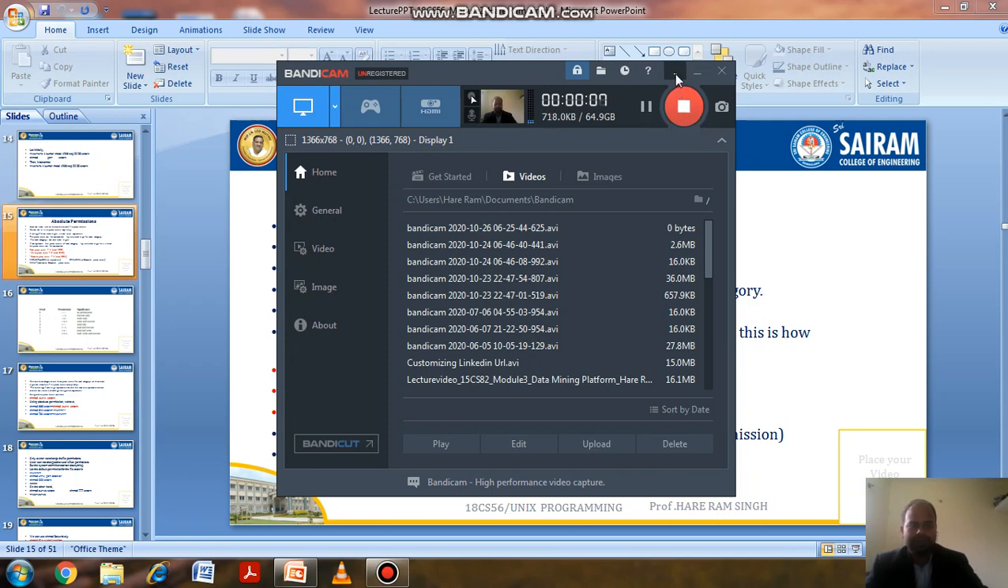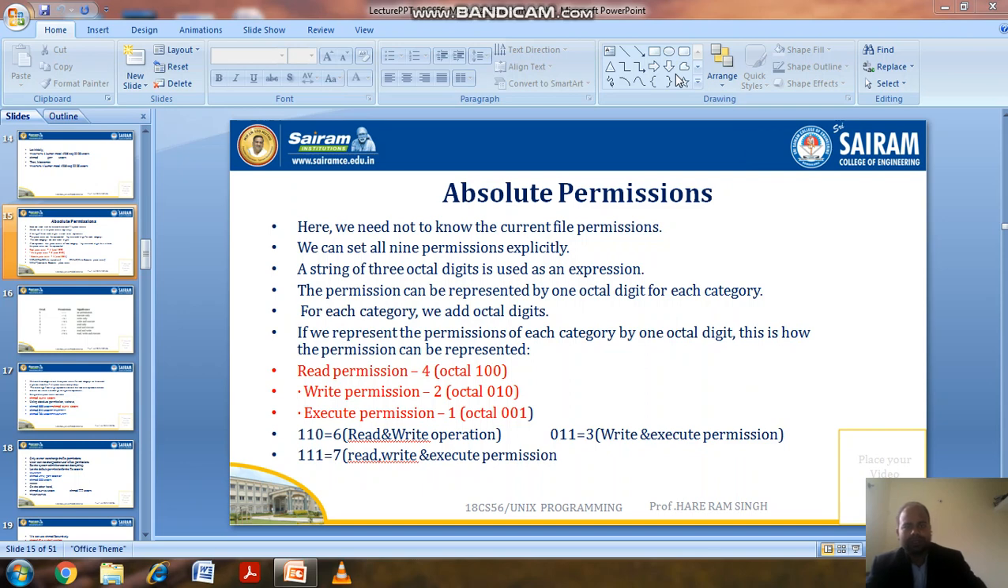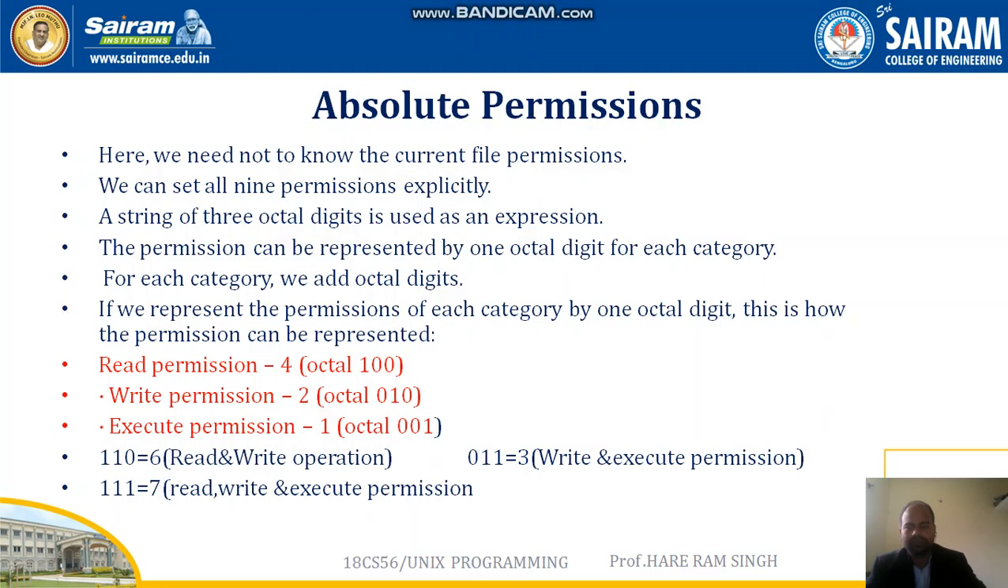Dear students, let us start with the absolute permissions. Here, we can also change the permissions of the file using the absolute permission. What do you mean by absolute permission? Here, we take an octal value for read, write, and execute.